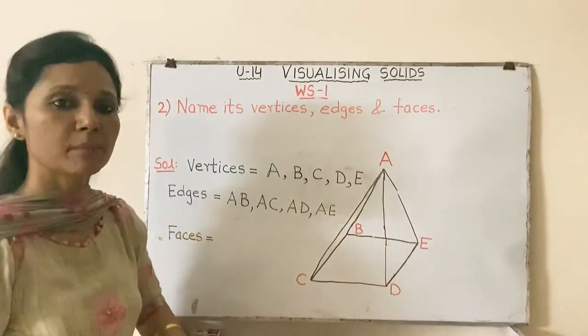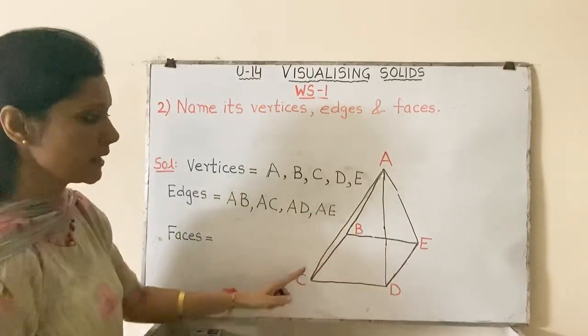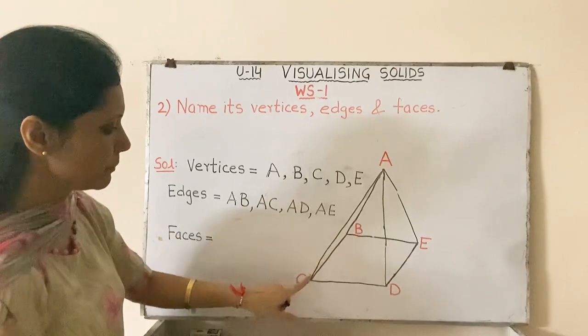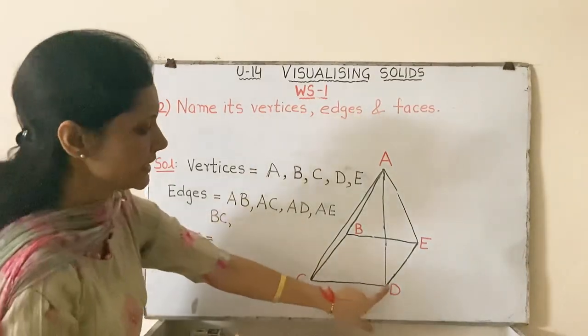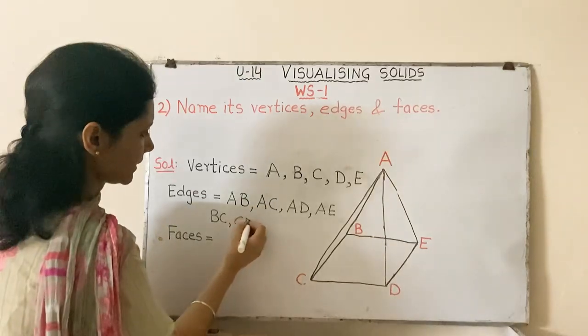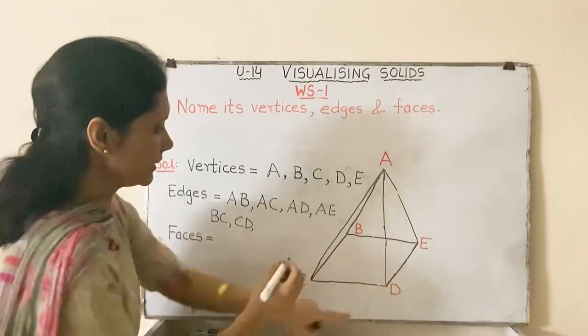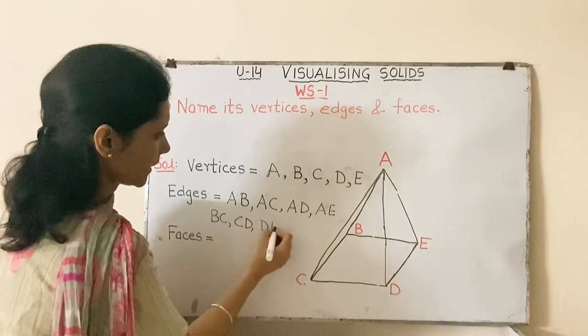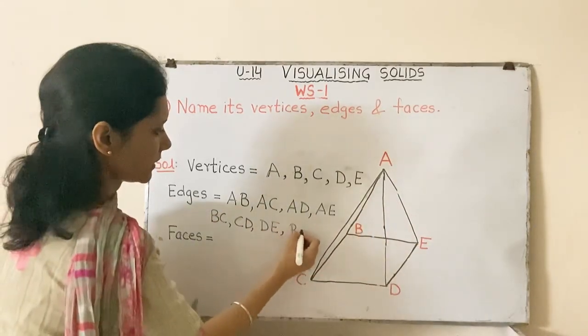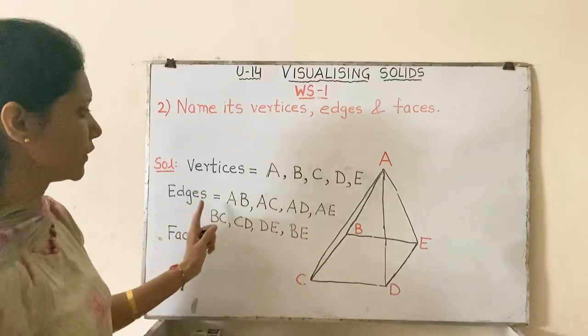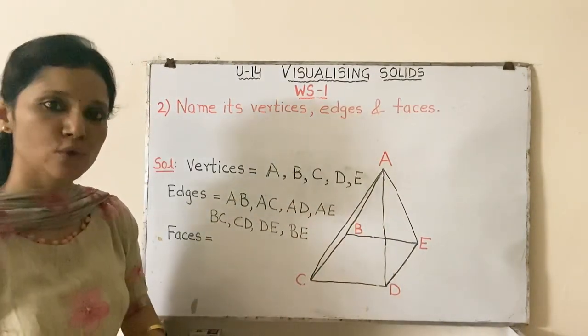Now let's talk about the edges of the square base. So the edges are BC, CD, DE and BE. So these are the names of the various edges of this square pyramid.